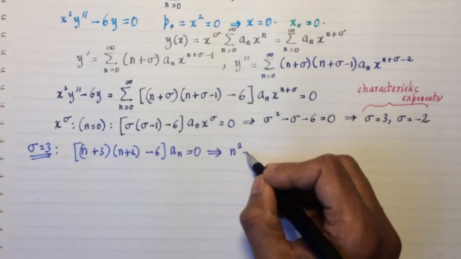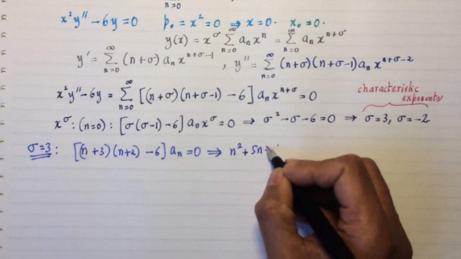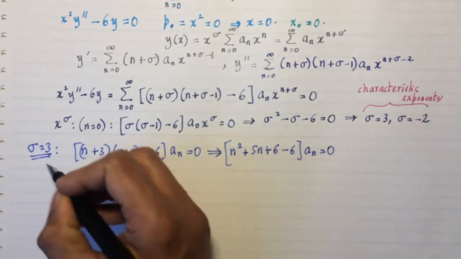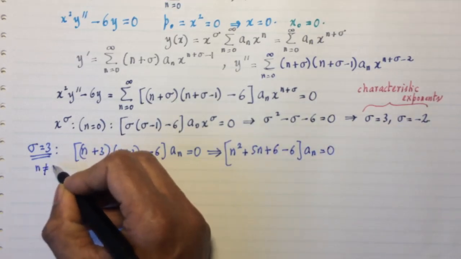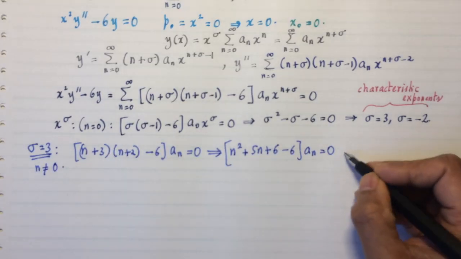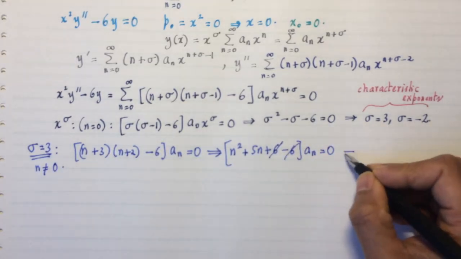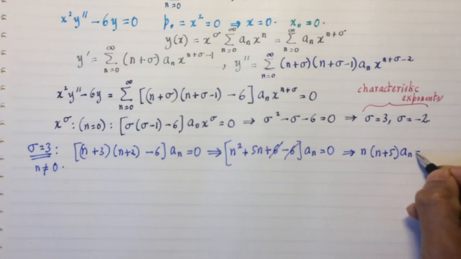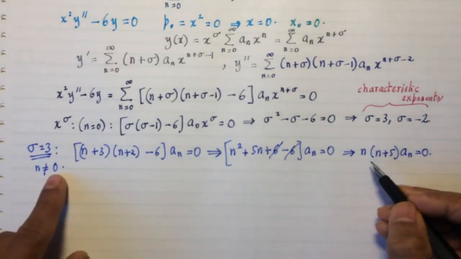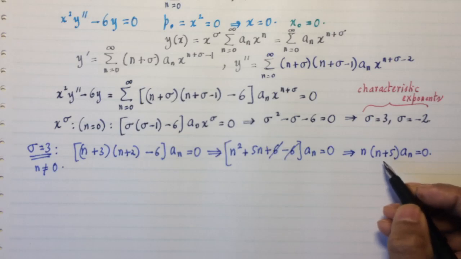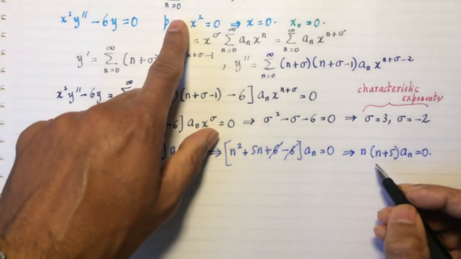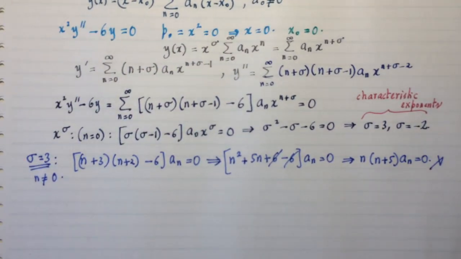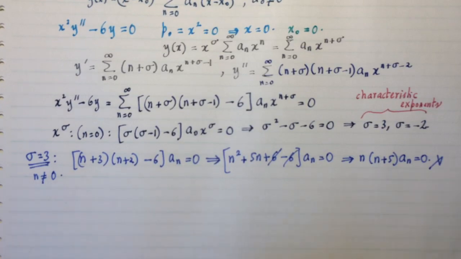So this gives me n squared plus 5n plus 6 minus 6 times an equal to 0. Remember that n is not equal to 0 in this case. The 6 cancels out, and I end up getting n times (n plus 5) times an equal to 0. So we have two options, either n equals 0, which is not allowed, or n equals minus 5. But n is not minus 5. The summation starts from n equals 0. So we are out of luck. This entire branch, sigma equal to 3, is excluded.